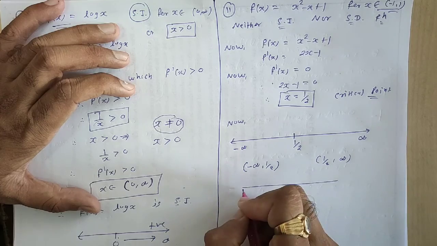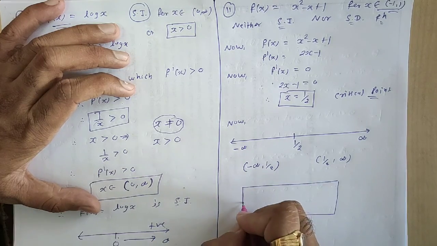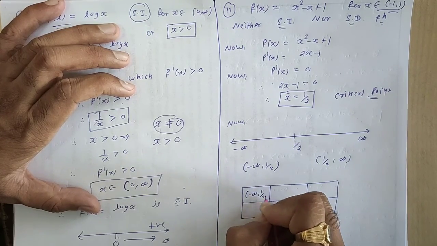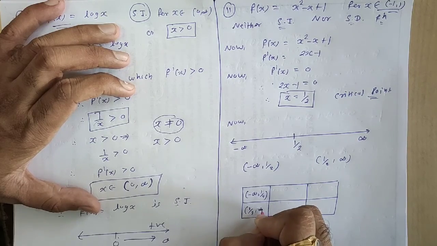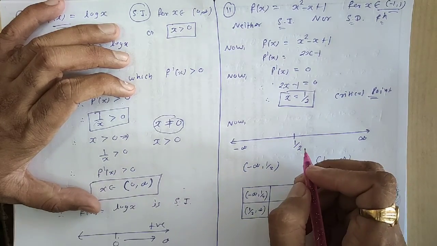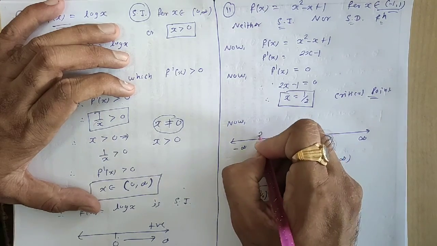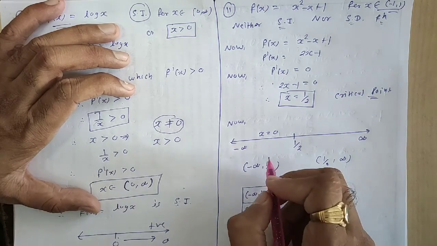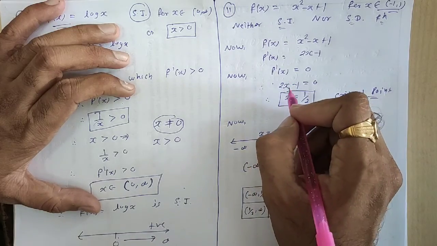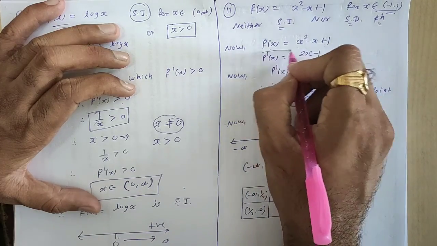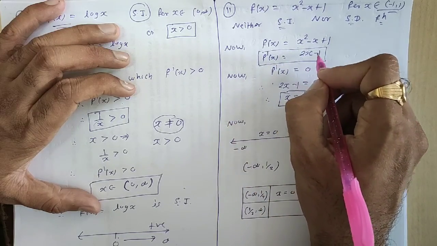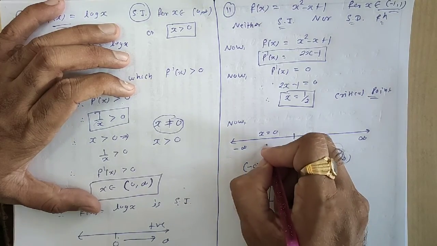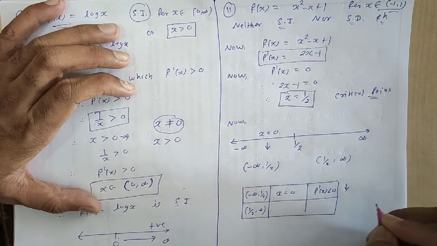Now consider the sign of this function for these given two intervals. So again draw one table. First interval is minus infinite to 1 by 2, and second interval is 1 by 2 to infinite. Now take one point in this given interval. Suppose you are taking x equal to 0 in the interval minus infinite to 1 by 2. So what is the sign of f dash x in this interval? Put x equal to 0 in our f dash x. So it will be 2 into 0 minus 1, so it's less than 0. So our f dash x is less than 0. So for this interval, function is strictly decreasing function.